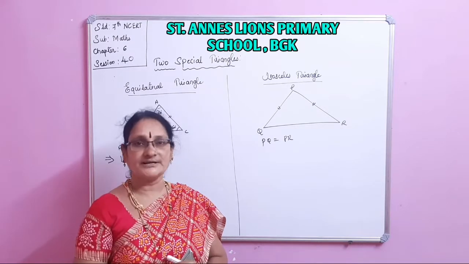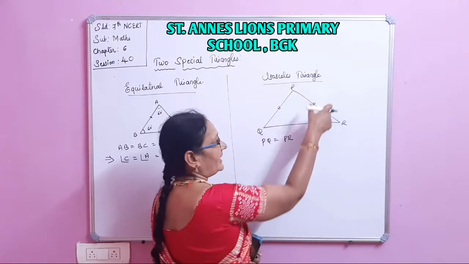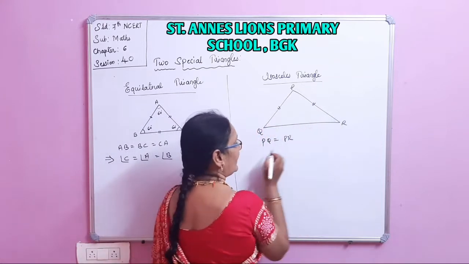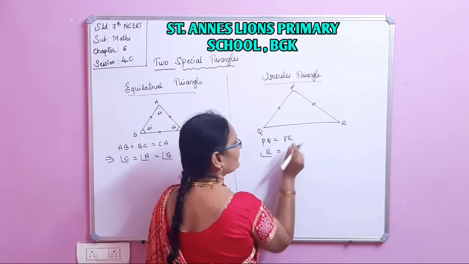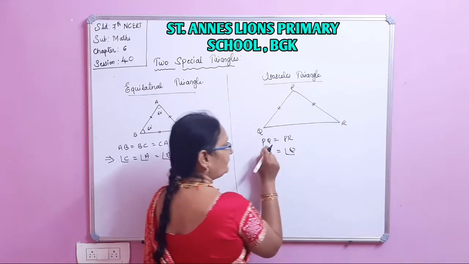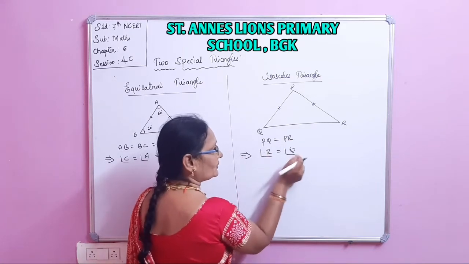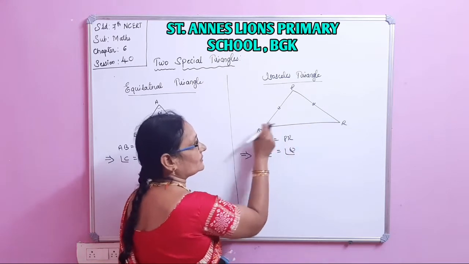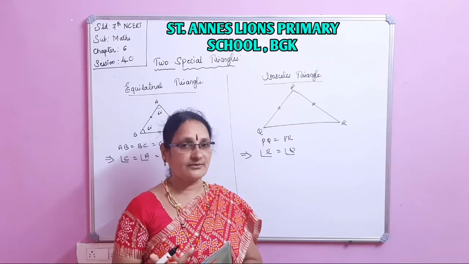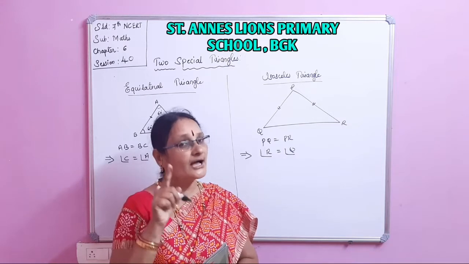Then one special property is here. What is the property? If PQ is equal to PR, their opposite angles are equal. What is the opposite angle of PQ? Angle R is opposite to PQ. And what is the opposite of PR? Angle Q is opposite to that. If PQ is equal to PR, that implies angle R is equal to angle Q. That means base angles are equal here. If two sides are equal, their opposite angles are equal. If two sides are equal, that triangle is said to be an isosceles triangle.